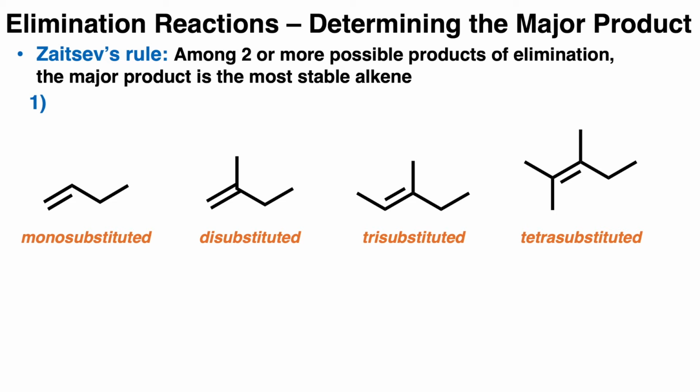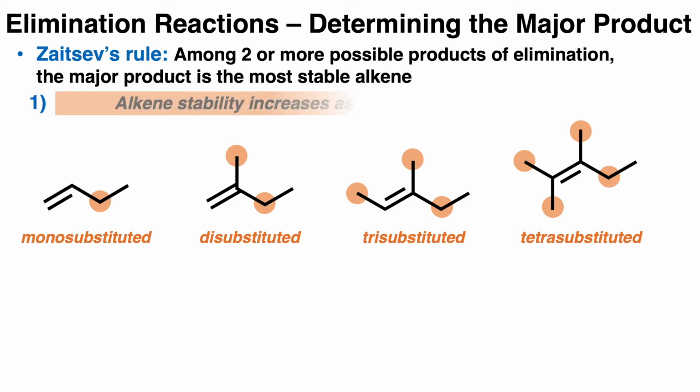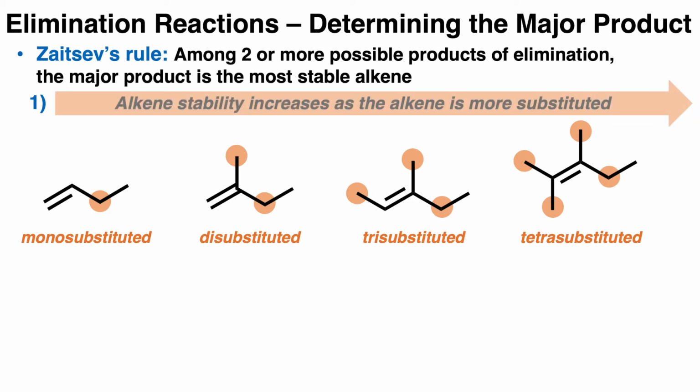In general, the major product is the more stable alkene, and there are two trends that help break this down. The first trend is that alkene stability increases as the alkene becomes more substituted. And to determine this, you have to look at how many carbons are bonded to the alkene carbons, not the alkene carbons itself. So I've highlighted in orange each of these carbon atoms. So according to the trend, mono-substituted alkenes are less stable, while tetra-substituted alkenes are most stable.